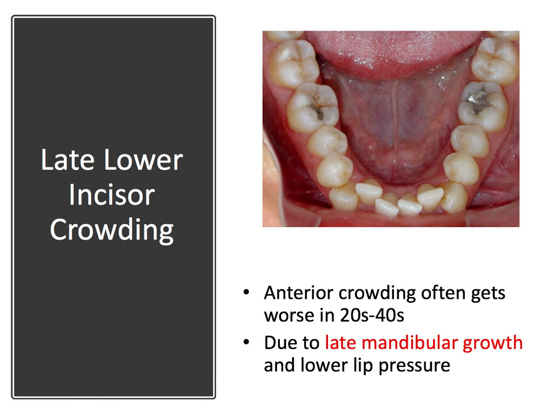During this permanent dentition stage, we get what can be called late lower incisor crowding, especially later on in life. This refers to anterior crowding that often gets worse in your 20s, 30s, and 40s. And that's because the tendency during the 2nd to 4th decades of life for anterior crowding to get worse is due to lower lip pressure against late mandibular growth. So what does that really mean?